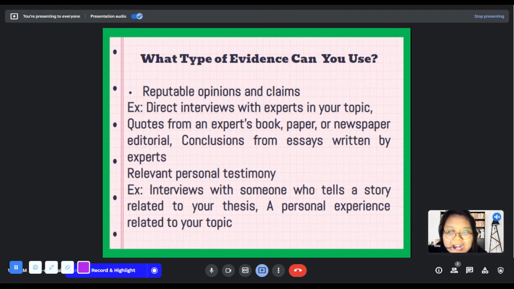Lastly, we have relevant personal testimony. What are these? The testimony might be from an individual directly involved in the issue that you are investigating. They may be able to provide first-hand experience that will help validate your argument. Okay, so we have an example: interviews with someone who tells a story related to your thesis or your study, or a personal experience related to the topic. Okay, so those are the things that you need to consider when you are writing a position paper.